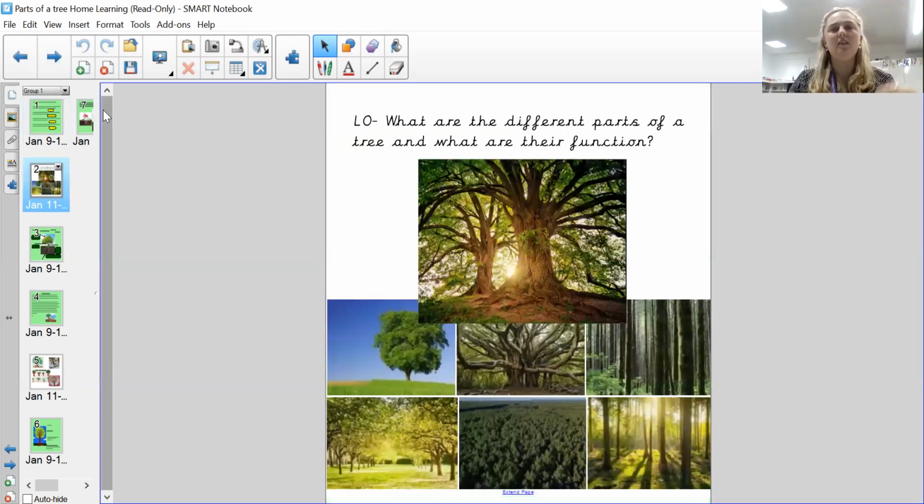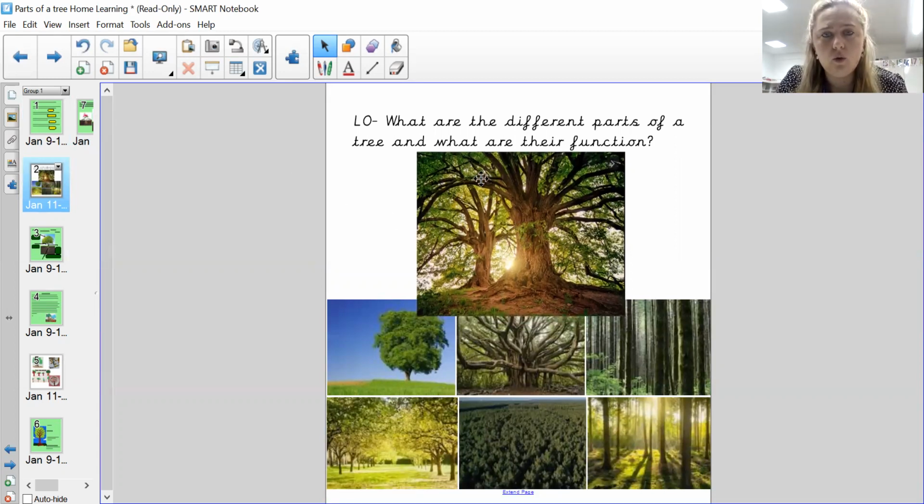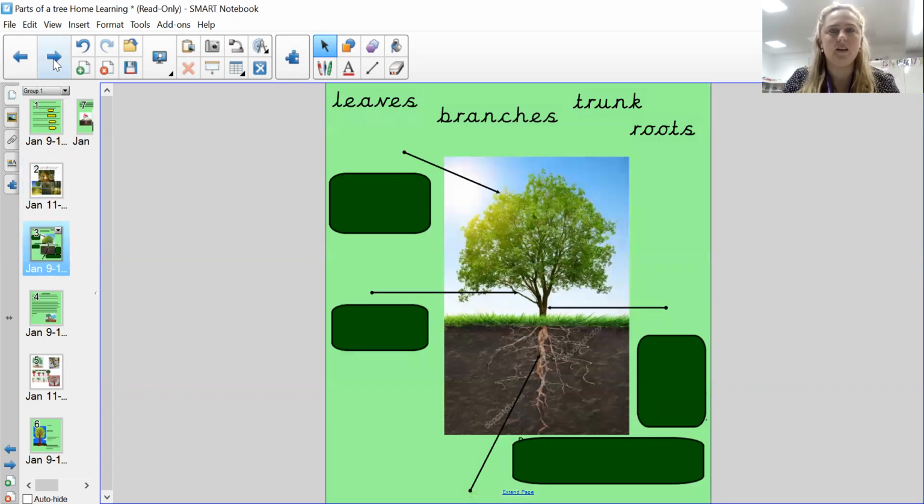Okay, so today we want to know, what are the different parts of a tree and what do they do? Okay, so if you have a look at all these beautiful trees, trees are just so beautiful, aren't they? Look at all these branches. Aren't they incredible? Look at all these different types of trees, some really straight, some really wiggly, some big, some small. They're amazing.